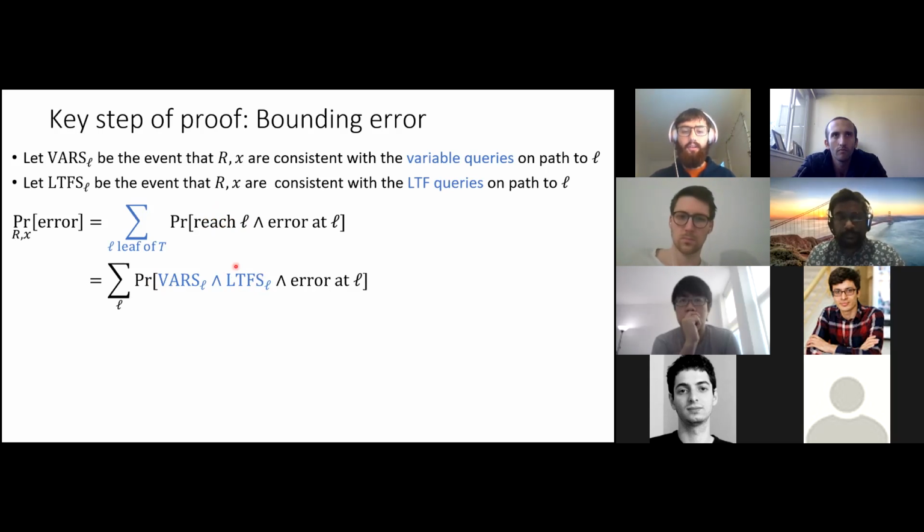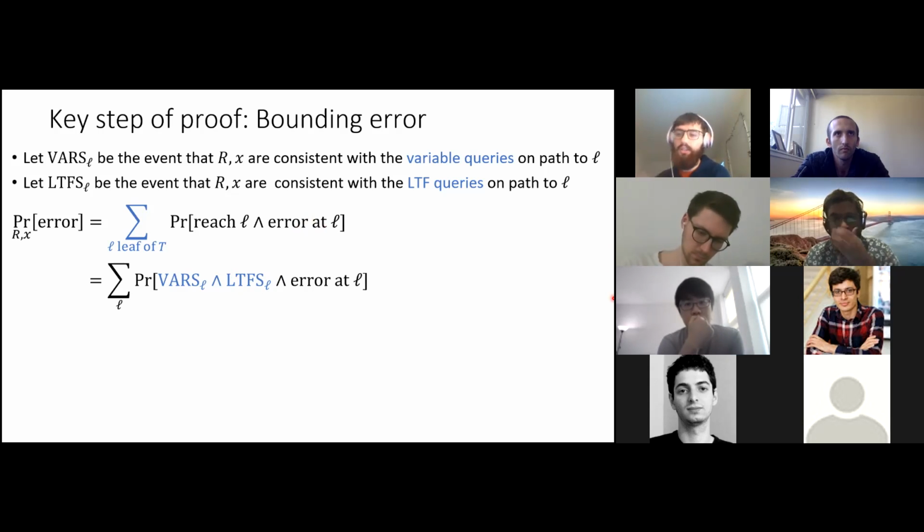And these LTFs cause trouble because remember, each LTF query looks at all the inputs. So we should be worried that maybe these LTF queries tend to bring us to one of the leaves where something went wrong. Maybe these LTF queries skew the distribution so that the error probability at the leaf that we've reached, conditioned on reaching that leaf, has blown up a bunch.